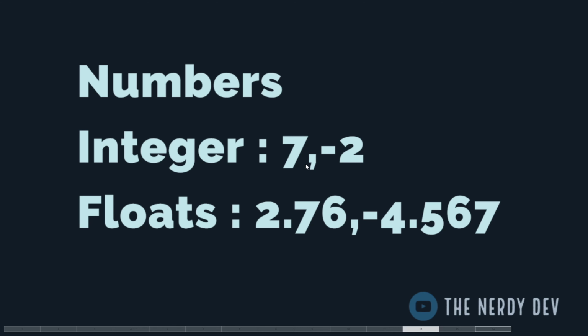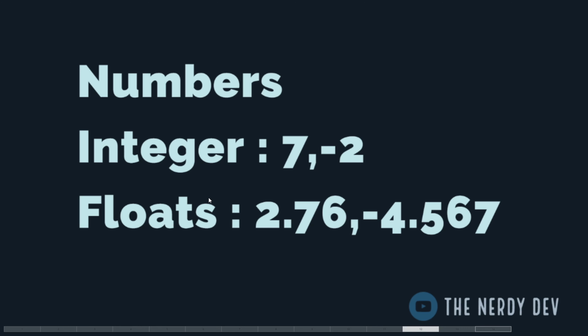And you can easily convert a float number like 2.76 to an integer like 2 by using the int function. So you can wrap this value around the int function and this will give you 2 and will omit the fractional part. So you can easily convert a float number to int and vice versa.